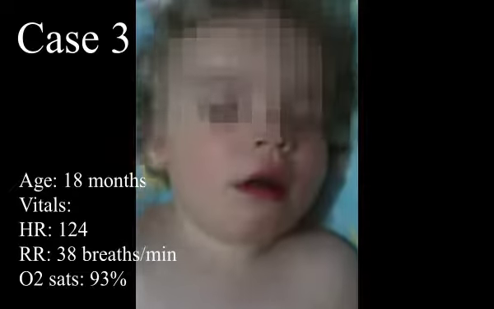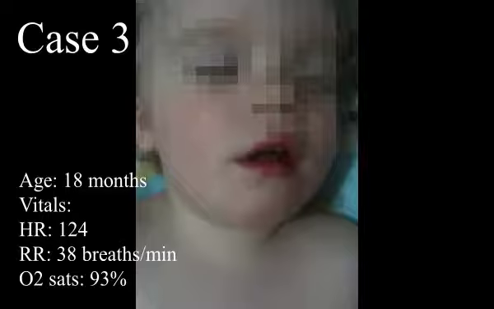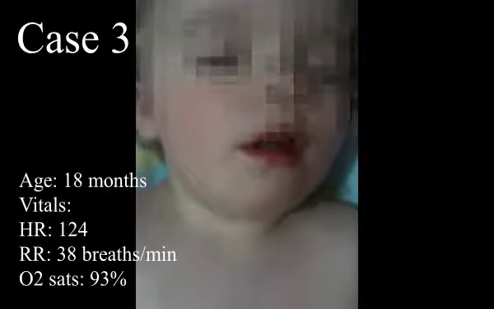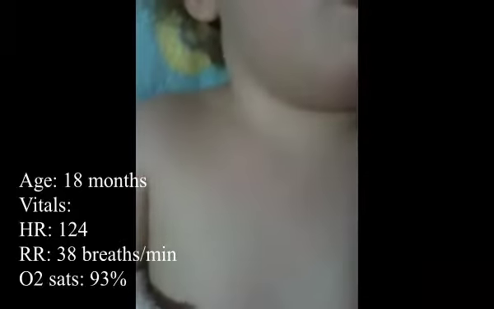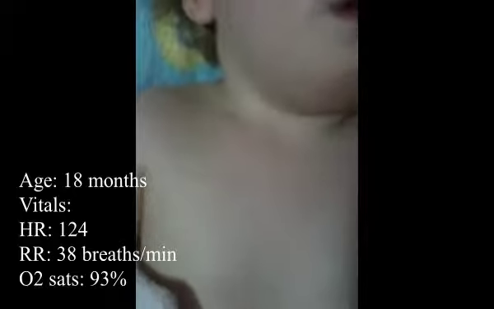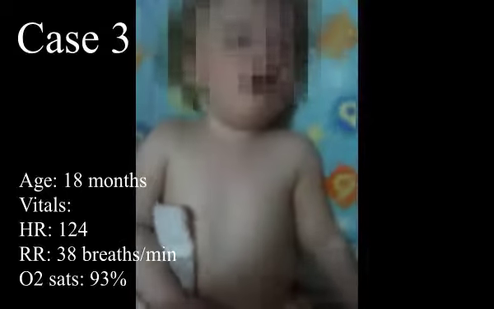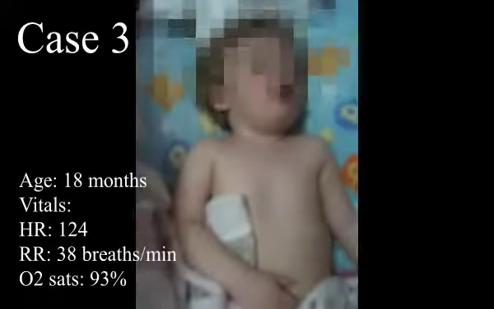What you are hearing is stridor. He has mild suprasternal and subcostal retractions and is in mild respiratory distress. Given his barky cough, stridor, and URI symptoms, his diagnosis is croup.